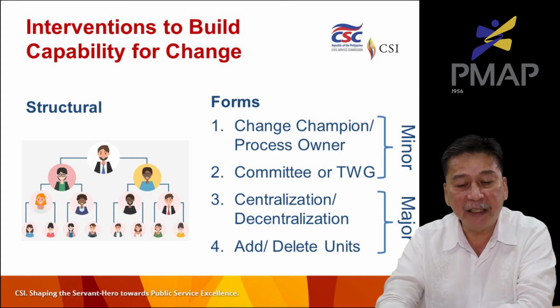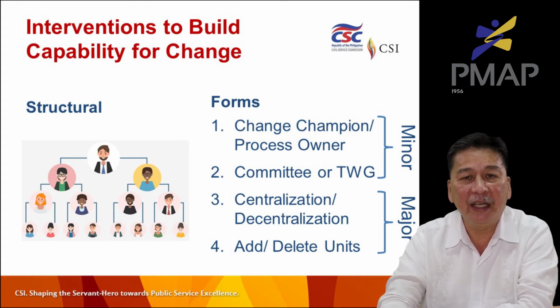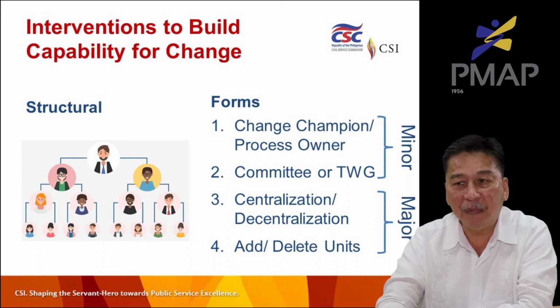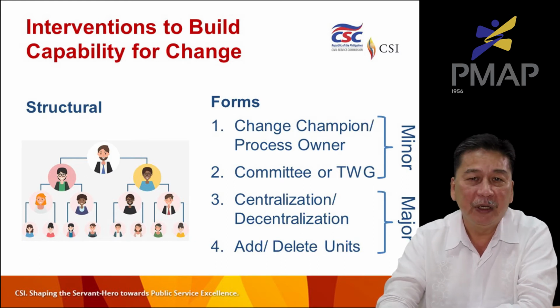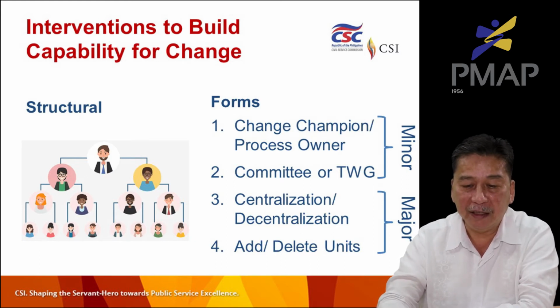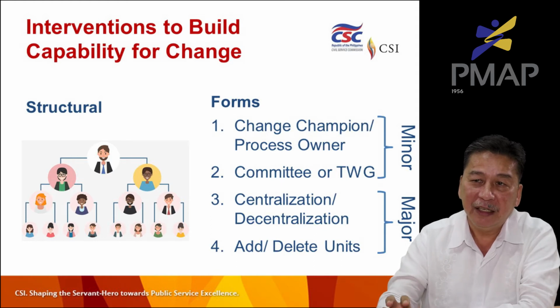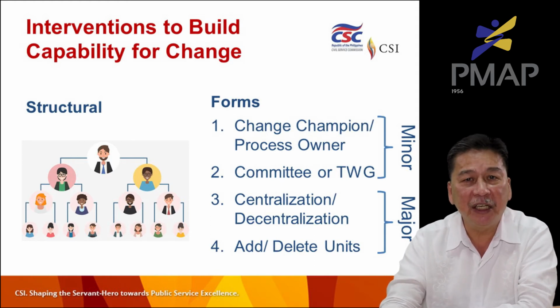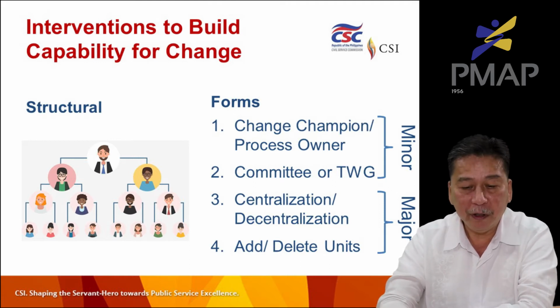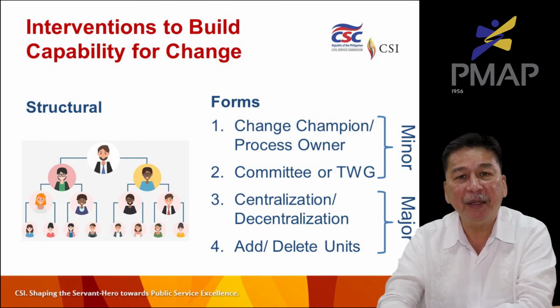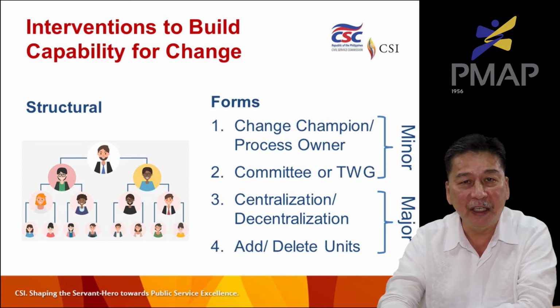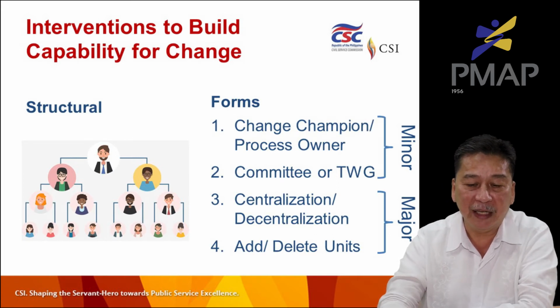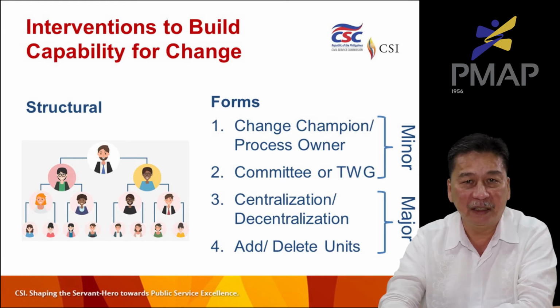Third form is adding or deleting units. If we need to do something differently or something new, then we can either incorporate it in an existing organization, or we can add a new unit that will take care of these new responsibilities. Or because of the changes, there might be certain functions that we no longer need to perform, and therefore we can delete certain units.